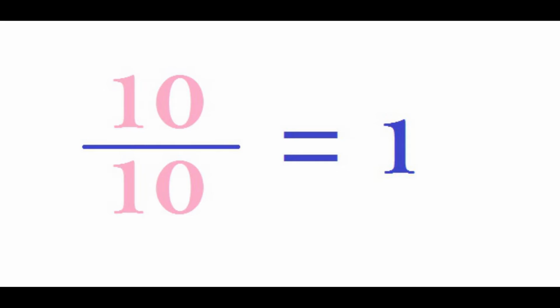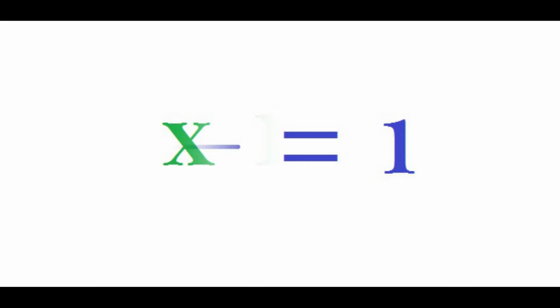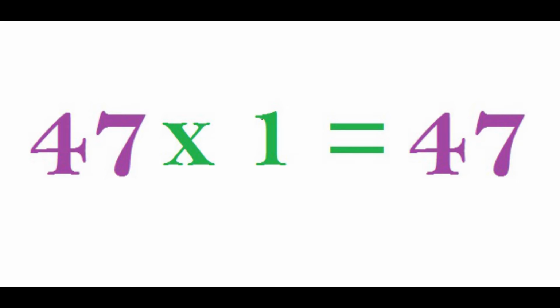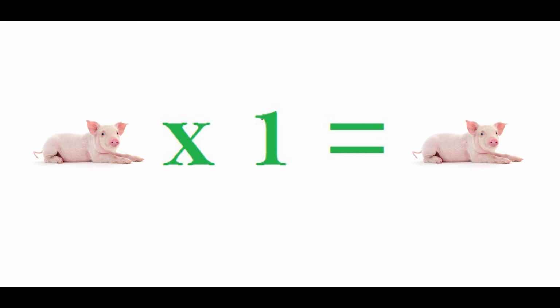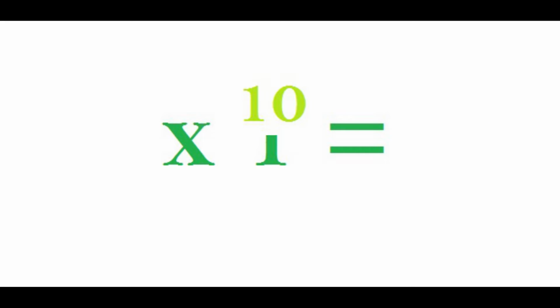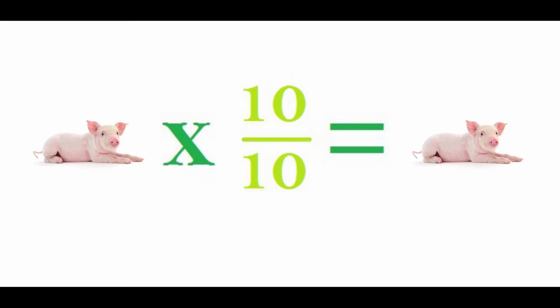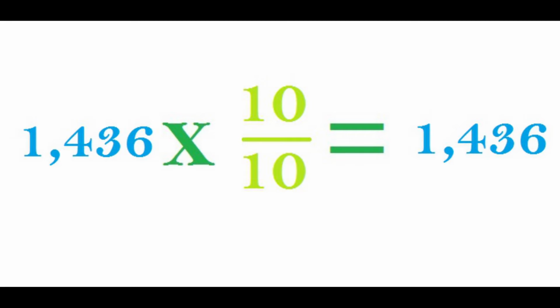But specifically, what we are going to want to focus on for this explanation is 10 divided by 10 being equal to 1. One last mathematical truth we need is the knowledge that anything times 1 is equal to itself. As stated before, 10 divided by 10 is just 1, albeit a fancy version of 1.